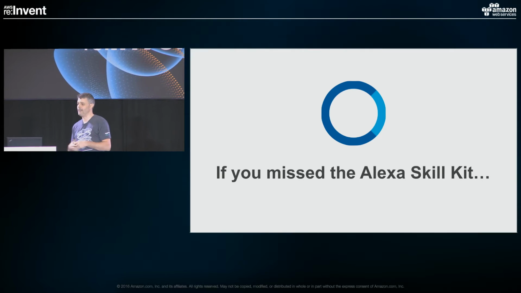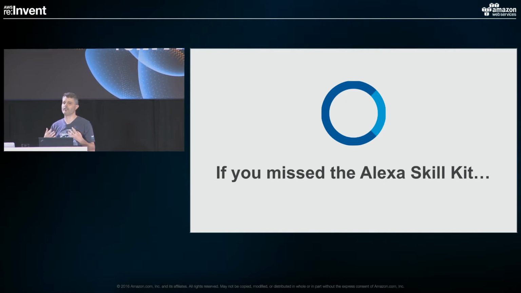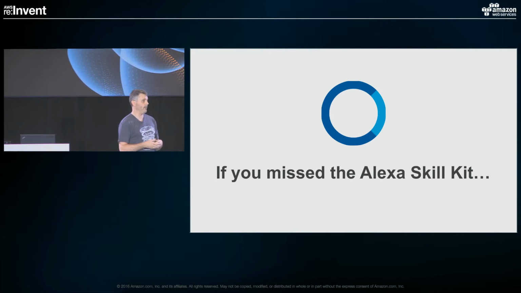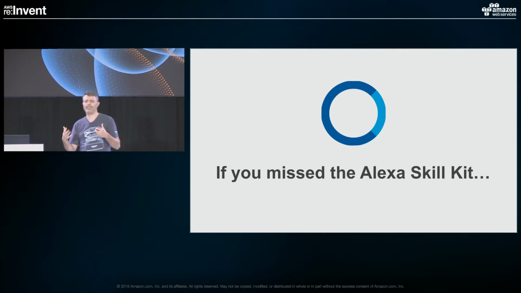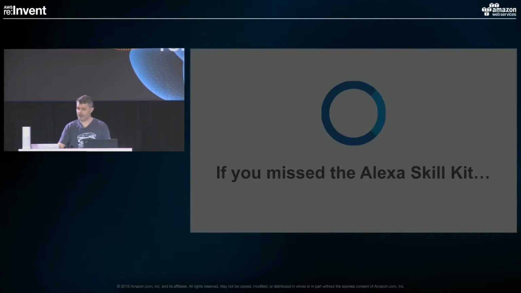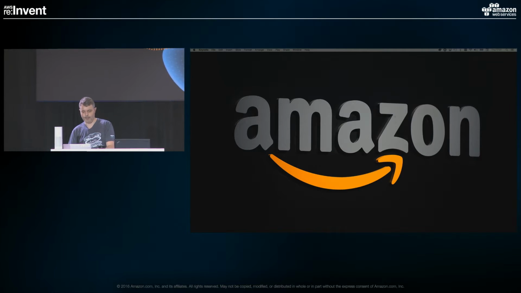But in case you missed the Alexa Skills Kit, you just have to know that with an Alexa device, with an Echo device, you can add capabilities to your Echo device. So you can add a skill. Think about a skill like being an application. So you can create your own skill. And actually creating a skill is super easy to do.